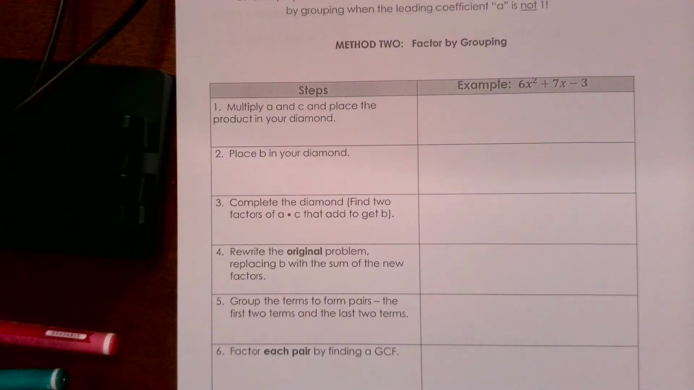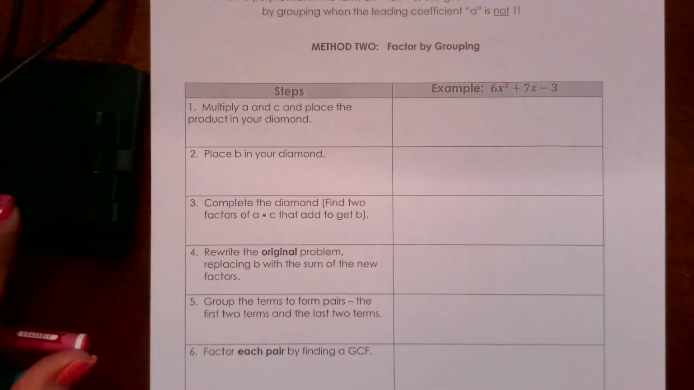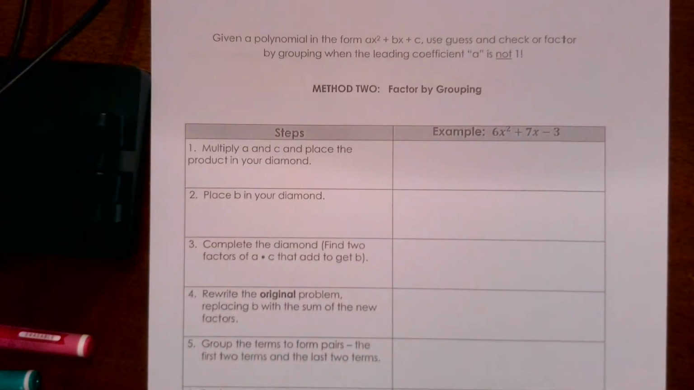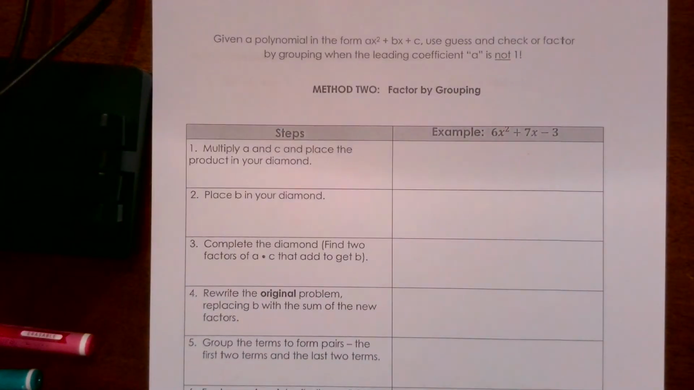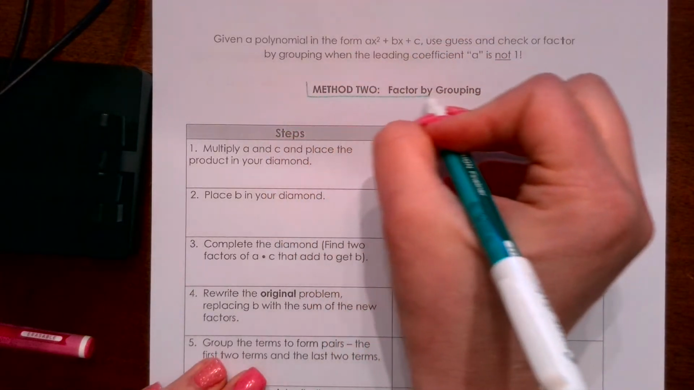Hi there and welcome. This is Algebra 1. You should be on page 36 of your Algebra 1 Quarter 3 notebook. We are factoring, and we're factoring with leading coefficients greater than 1. And in this video, our focus will be on method 2 of factoring, and that's going to be factoring by grouping.